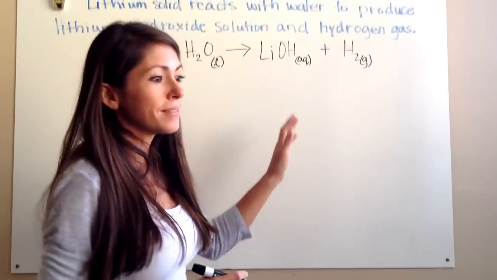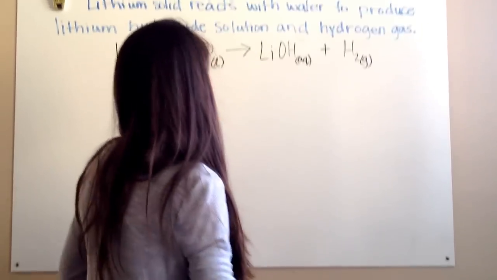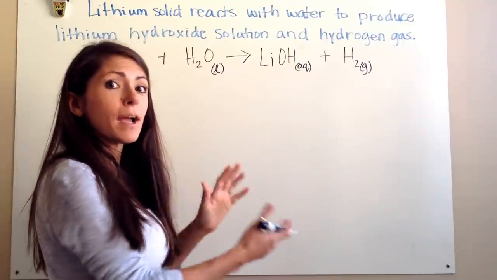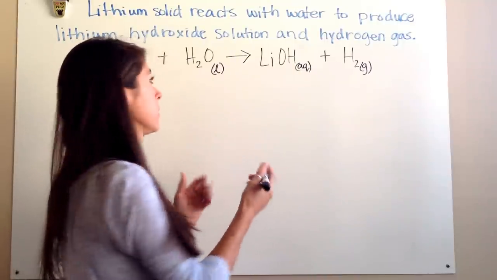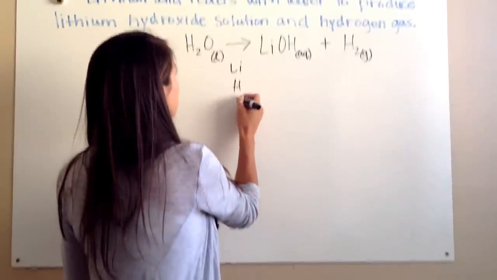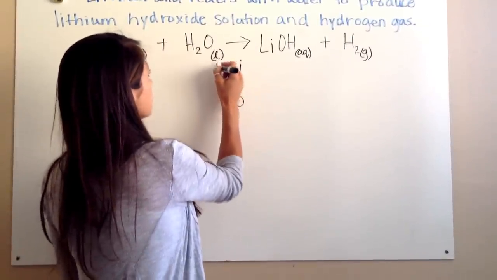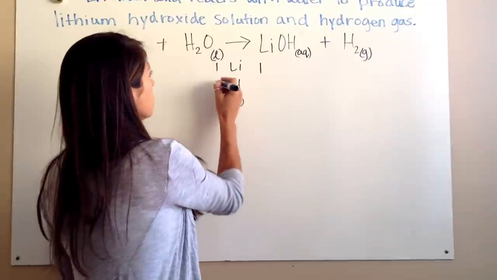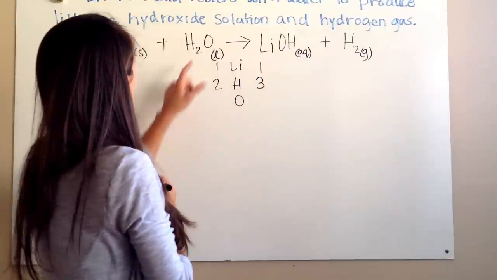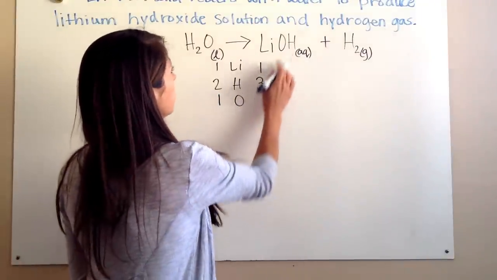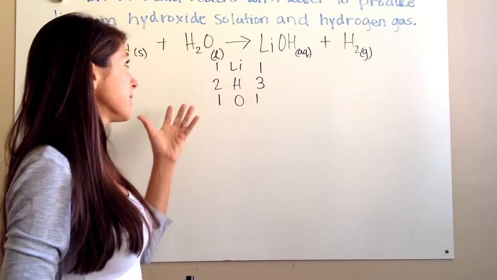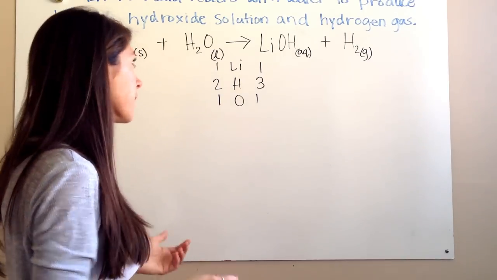Okay. Now, let's balance the chemical equation. In order to balance the equation, you need to list how many atoms of each element are represented on both sides of the equation. So I've got lithium, hydrogen, and oxygen. There's 1 lithium on this side, 1 here, 2 hydrogens here, and then 1 plus 2 more, that's 3 here. On this side I have 1 oxygen, and then only 1 oxygen. Now, the only thing that is unbalanced is the hydrogen.